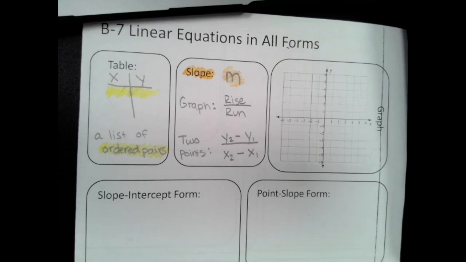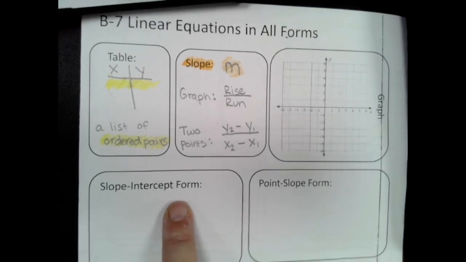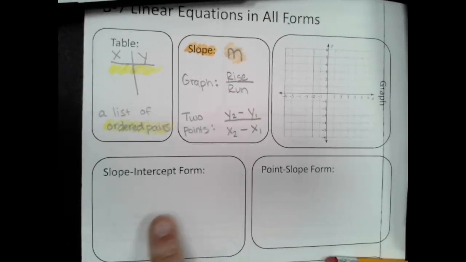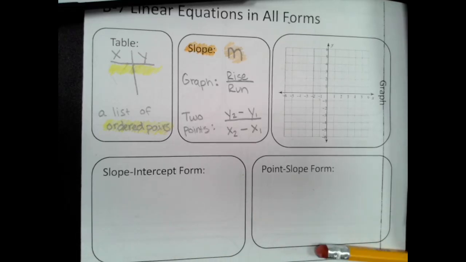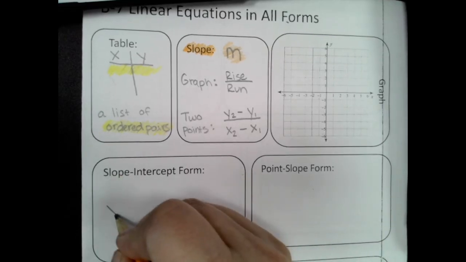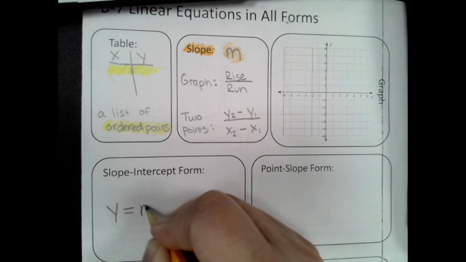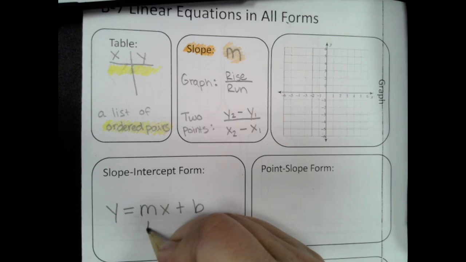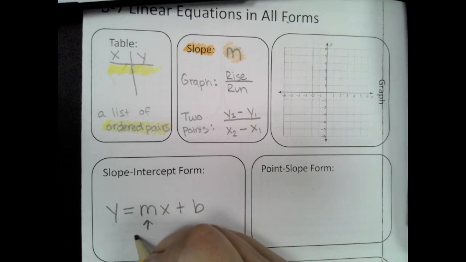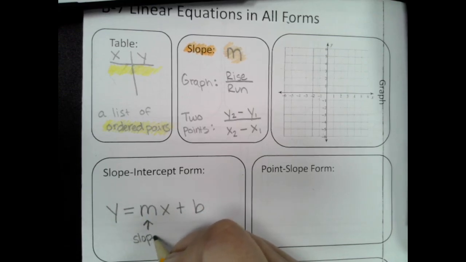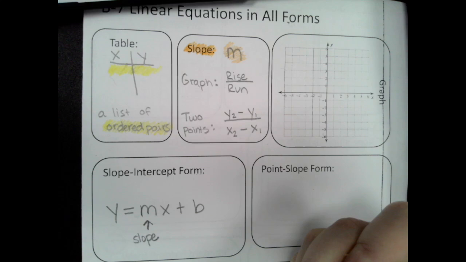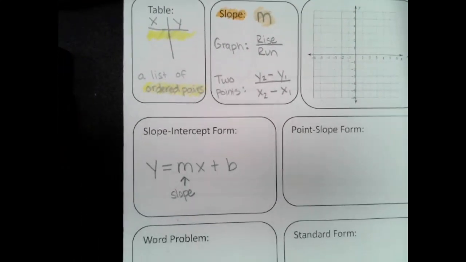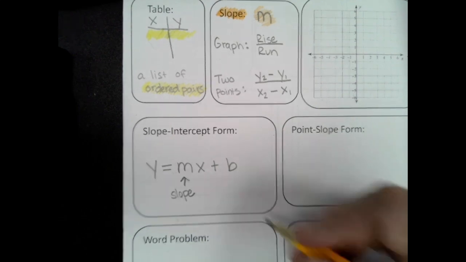All right, so let's go down to slope-intercept form because that's the one that you guys have really worked on really hard. Slope-intercept form is what? Y equals mx plus b. And m stands for slope. B stands for y-intercept. Good.